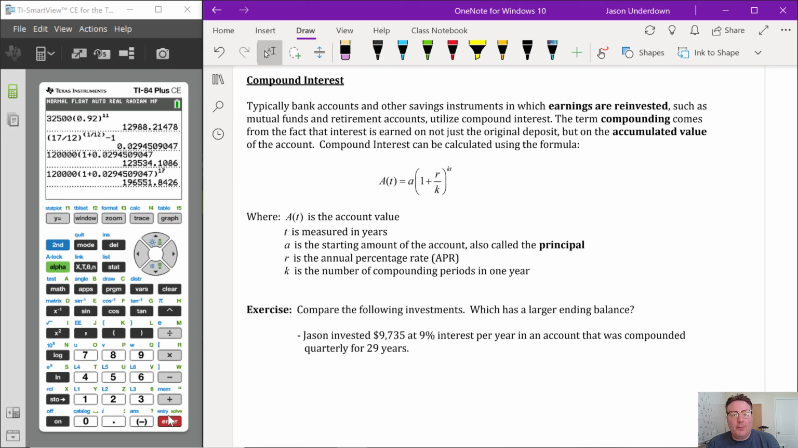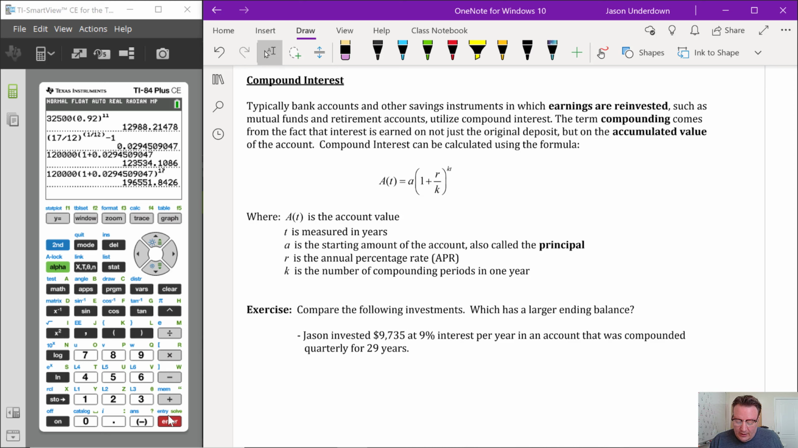Let's talk about compound interest. Typically, bank accounts and other savings instruments in which earnings are reinvested, such as mutual funds and retirement accounts, utilize compound interest. The term compounding comes from the fact that interest is earned on not just the original deposit, but on the accumulated value of the account. So you're earning interest on your interest, your previous interest, okay? This causes exponential growth.